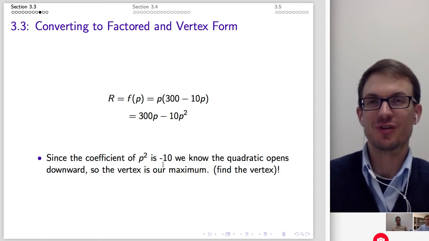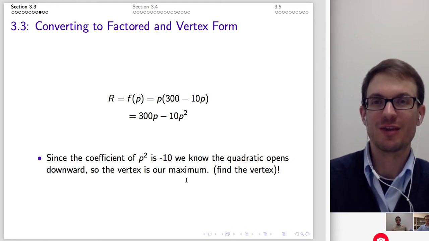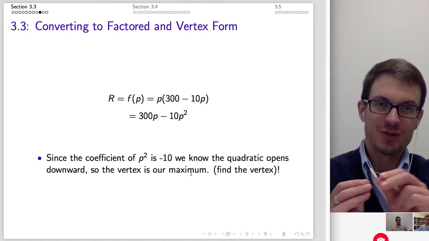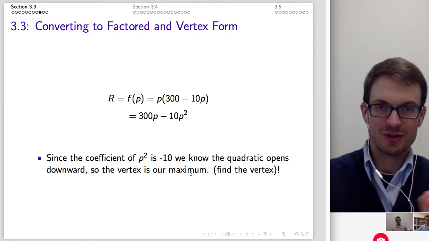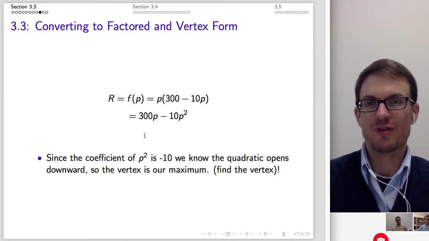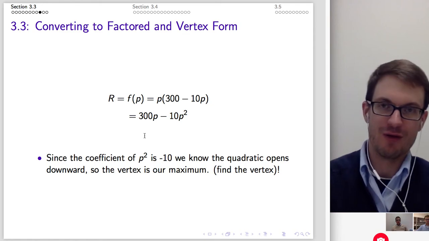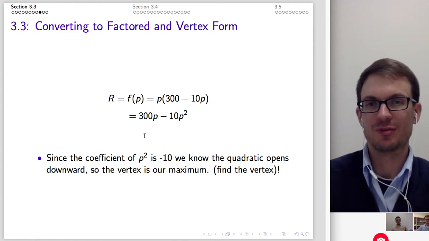That's why we want to use vertex form, because we know when we find that vertex, that'll give us our maximum. And we know our coordinates on the horizontal and the vertical are going to give us the right interpretation to find the revenue maximizing revenue level and the revenue maximizing price.